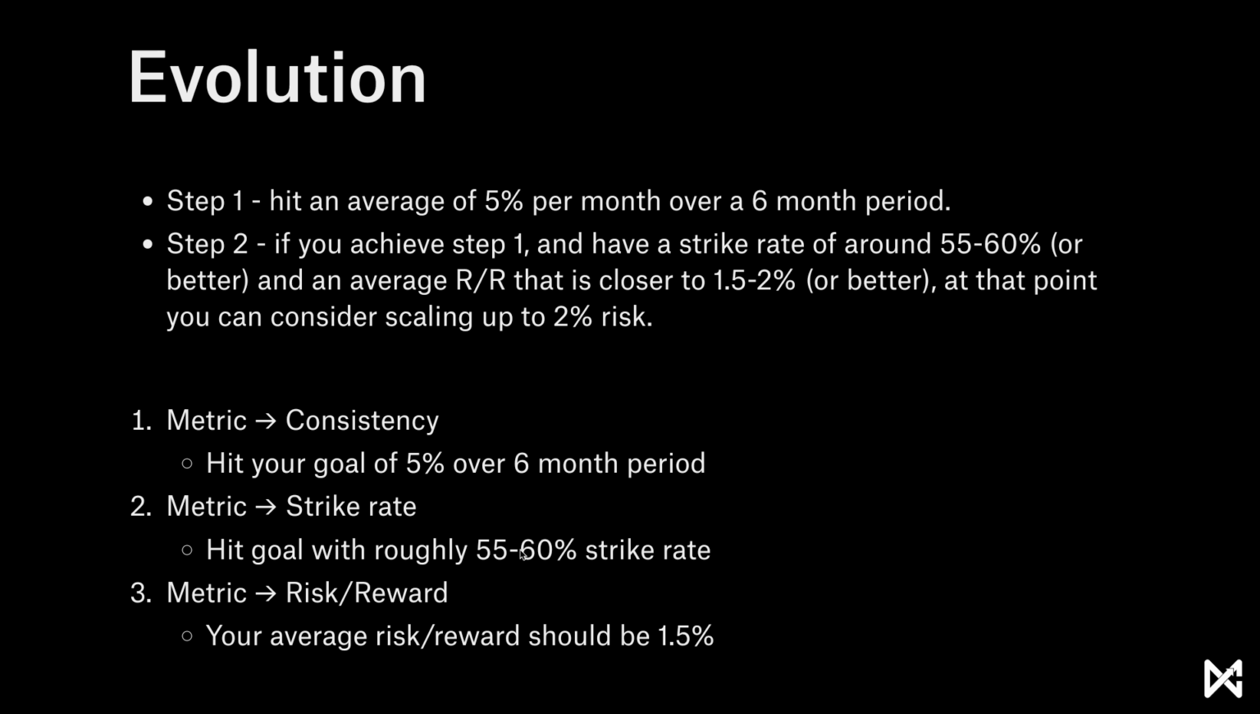Even though you might be wrong more than 50% of the time, you can still scale up to 2% risk. That is the point of evolution. Evolution is figuring out, really being honest with yourself, looking at your results at this point in time, and then deciding, once I hit these numbers, once I hit this consistency, once I hit this strike rate, once I have this reward risk ratio, and I can do it over a 6-month period, then I will take my risk from 1% to 2%.